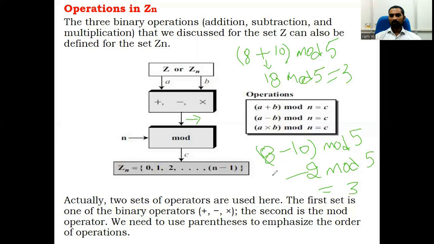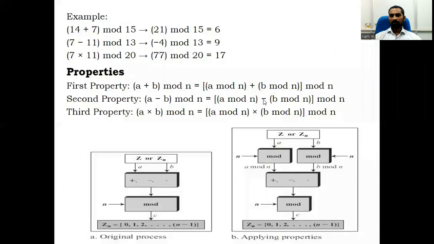Like that, we apply the operations in modular arithmetic by using different binary operations. How many different binary operations are we using? Only 3: addition, subtraction and multiplication. We'll see some more examples. Now, if I consider 14 plus 7 mod 15, as I told you, first we do the binary operation, which gives 21 mod 15. So the residue is 6.